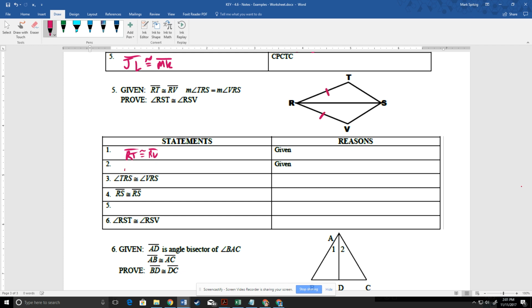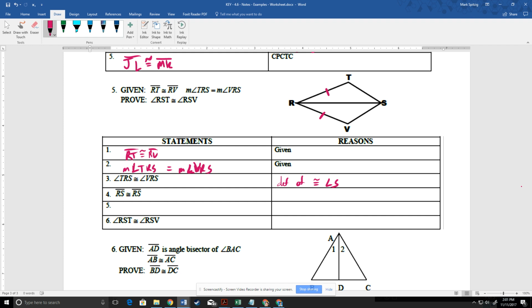It says the measure of angle TRS is equal to the measure of angle VRS, and that's given. Now I can't mark that yet. I don't know if those angles are congruent, but now I do, based on the next step. Because their measures are equal, we know that the angles are congruent, because that's just the definition of what congruent angles are.